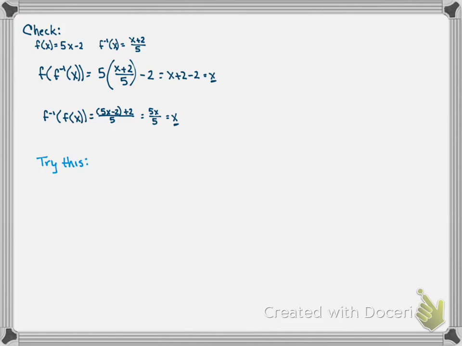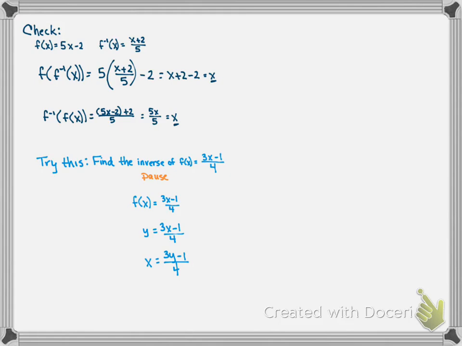So try this. Find the inverse of f of x equals 3x minus 1 over 4. Pause this while you try this, and then check your answer back here. Okay, so our original function was f of x equals 3x minus 1 over 4. Replace f of x with y. We get y equals 3x minus 1 all over 4. Swap x and y. That gives us x equals 3y minus 1 all over 4.